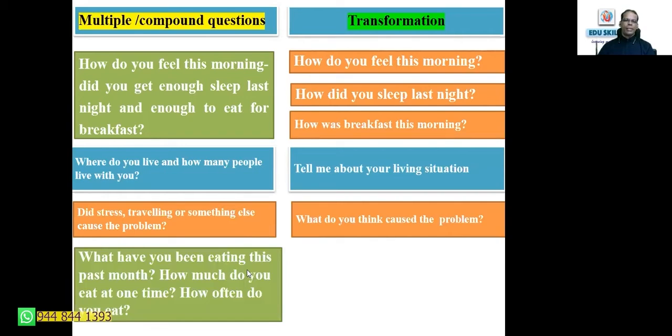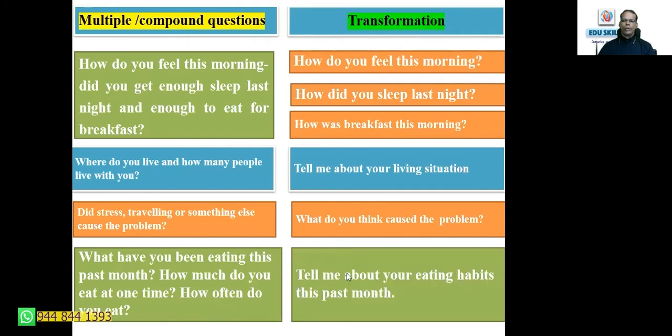What have you been eating this past month? How much do you eat at one time? How often do you eat? So these 3 questions, transform them into a simple question: tell me about your eating habits this past month. So he can explain. All these 3 questions could be answered by the patient when he speaks in detail. So this is the way we transform multiple questions into normal questions.